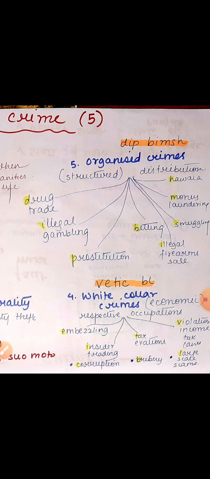These are committed by structured groups and primarily involve distribution of illegal things to people. Examples of organized crimes are drug trade, illegal gambling, prostitution, betting on sports. In the chapter on contracts, you've already learned that wager, which is a formal word for betting, is a criminal act. Or illegal firearms sale, weapon smuggling, or even smuggling of any other things, money laundering or hawala transactions. These are instances of organized crimes.